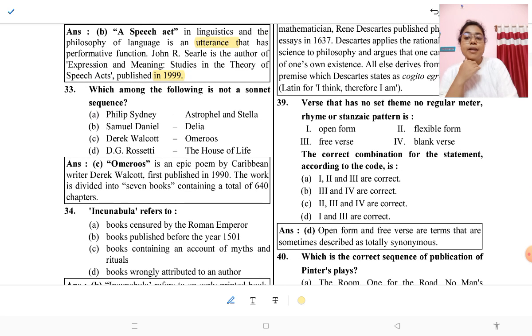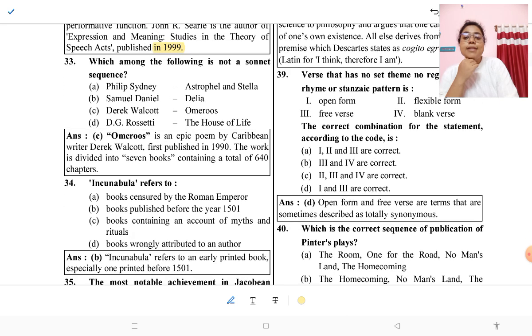Then question number 33: Which among the following is not a sonnet sequence? The answer will be Omeros. Omeros is an epic poem by the Caribbean writer Derek Walcott, first published in 1990. The work is divided into 7 books containing a total of 64 chapters.